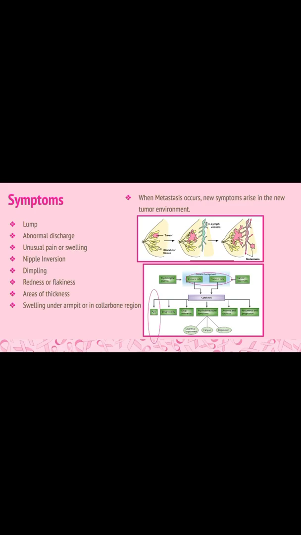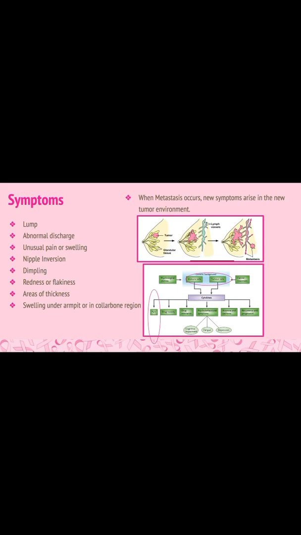Symptoms. As spoken earlier in the presentation, there are many different types of breast cancer. Listed here are some general symptoms that an individual with any type of breast cancer can have. It's good to know that which symptoms one patient gets may differ in another.